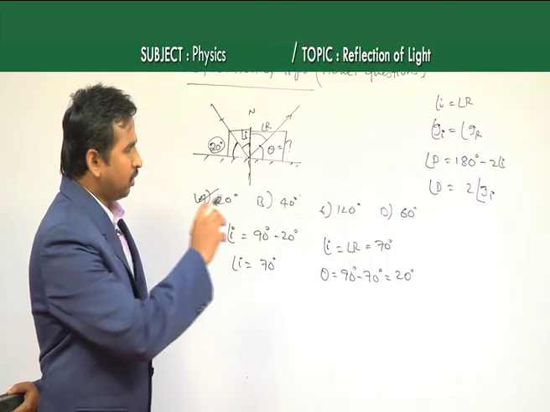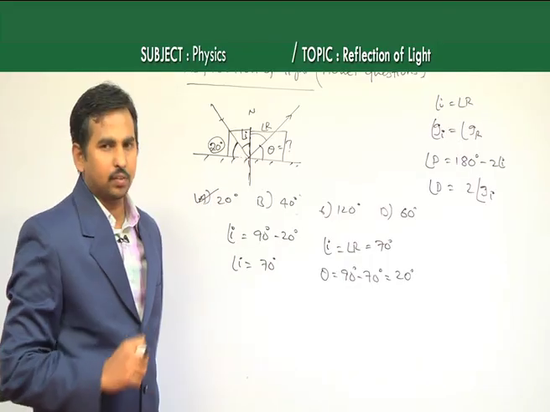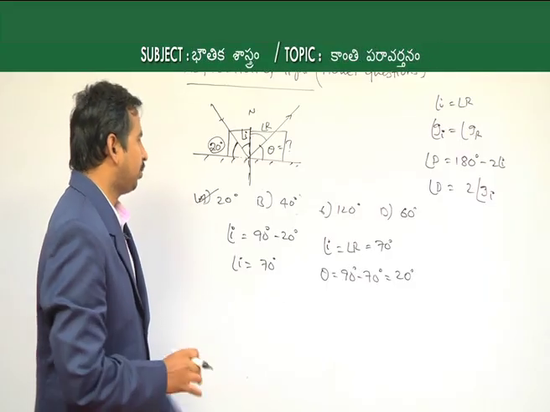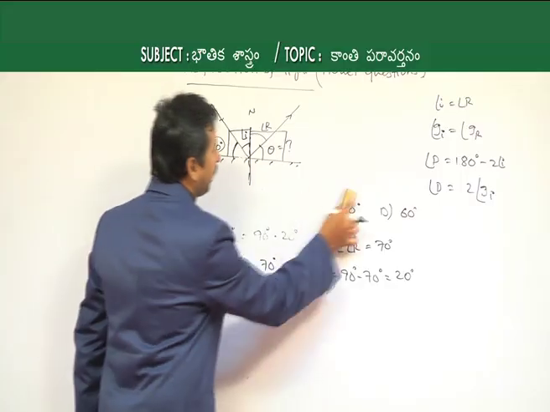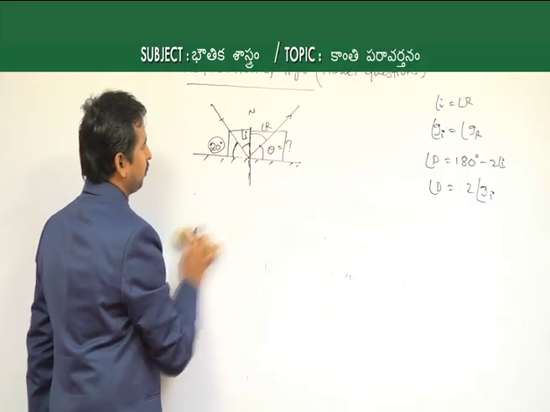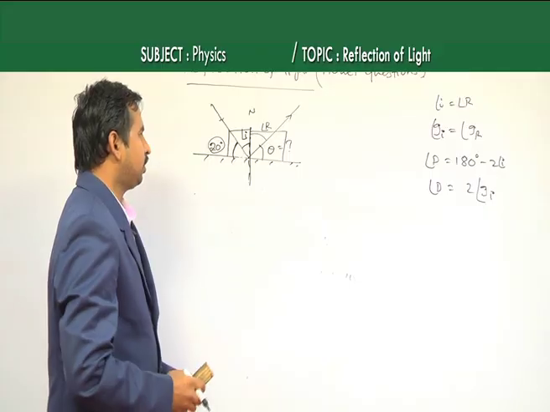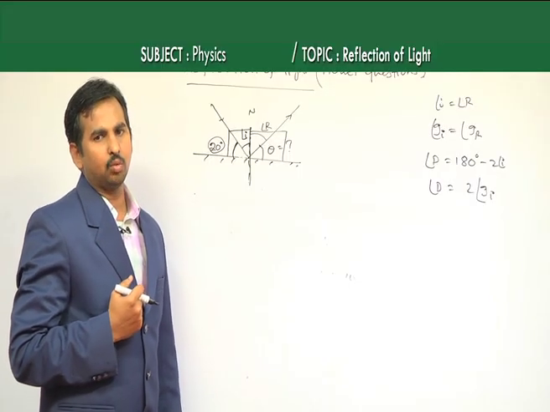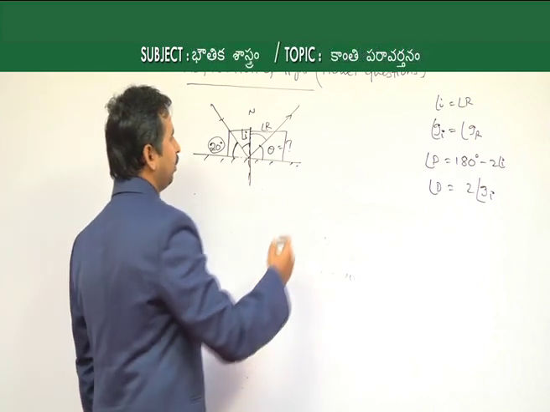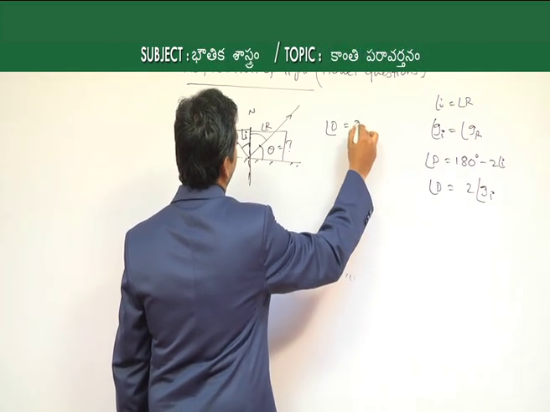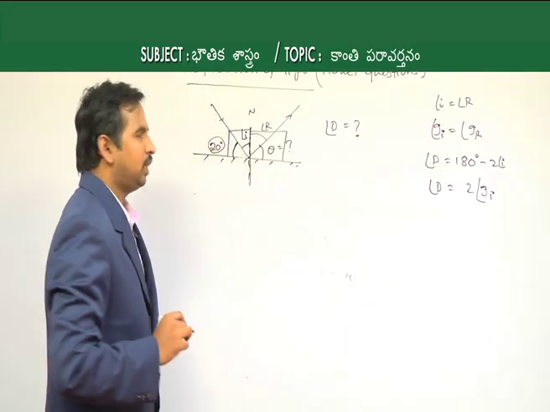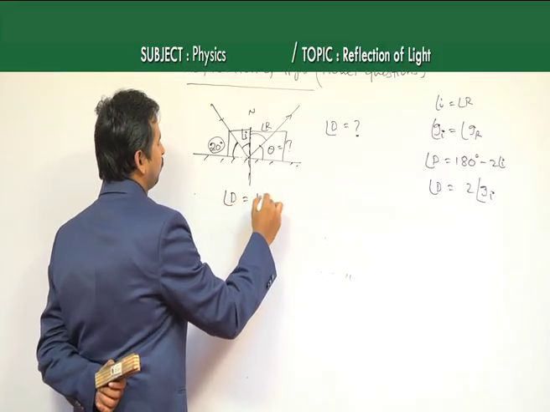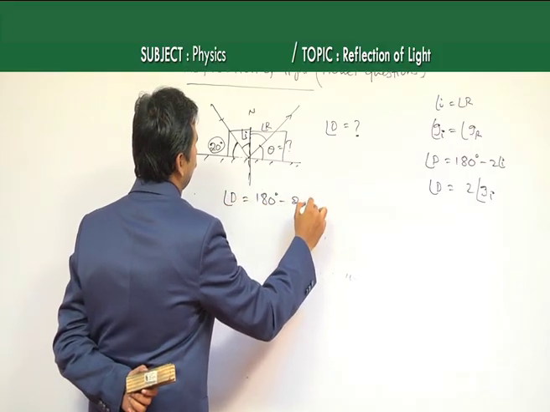Like this, depending on the given data, by using the formula i is equal to r, we can find the angle. For example, in the same problem, if you want to find the angle of deviation, where we take the 20 degrees angle that the ray makes with the surface, what we need is to find the angle of deviation. How much is the angle of deviation? We know the angle of deviation formula: angle of deviation is equal to 180 minus 2i.